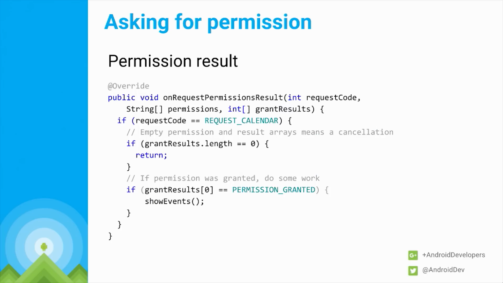So this is what permission result handling looks like. The first thing you need to check is, is this the request I made? Is this the answer I'm waiting for? If that's the case, the next check is, is there information in the answer? Are the arrays with permissions and results empty? They're usually empty if there is a cancellation. The next thing you check is, did I get the permission? If you get the permission, go do the work.